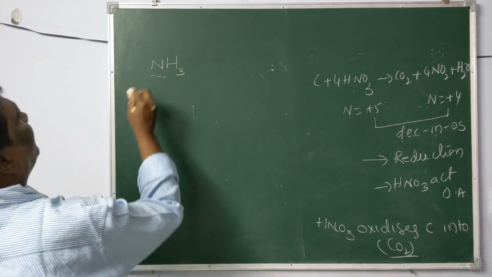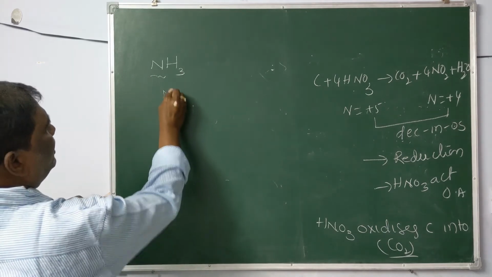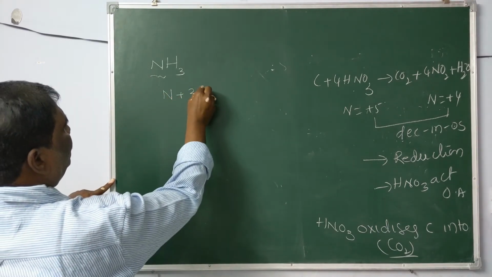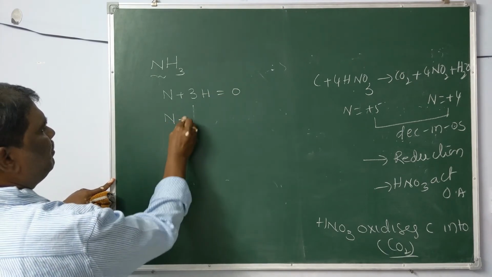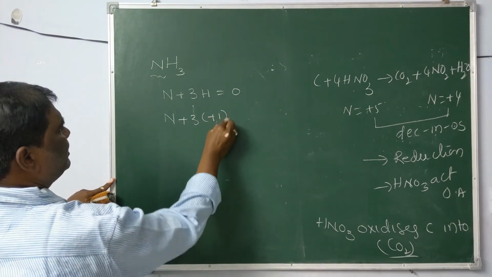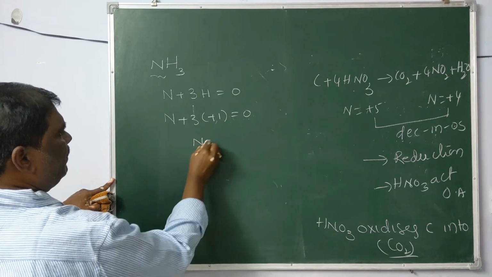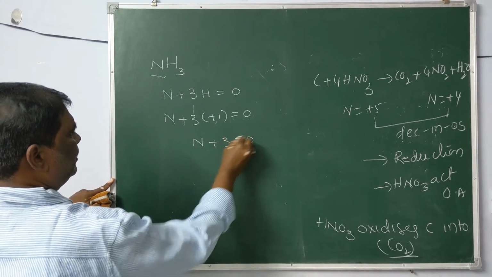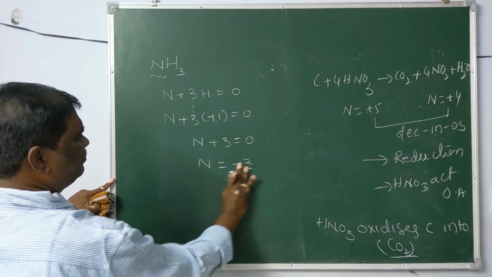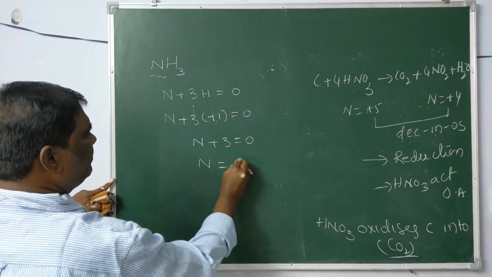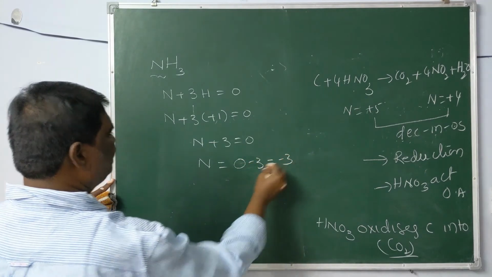Now we take example NH3. In NH3, nitrogen plus 3 hydrogens is equal to 0. Nitrogen plus 3 into plus 1 equal to 0, so N plus 3 equal to 0. Oxidation state of nitrogen is minus 3.